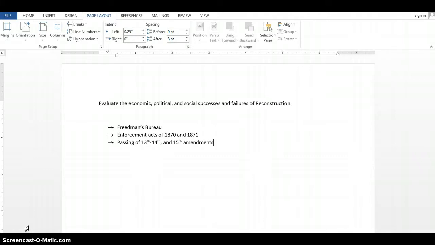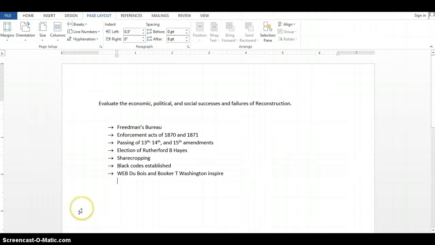Another success are the passing of the 13th, 14th, and 15th Amendments, which basically gave African Americans rights that they'd never had before, citizenship and voting rights, and because of that, we'd say that that is a success. Now, we may add in here some more points that are both successes and failures. For example, the election of Rutherford B. Hayes, we might say, is a failure, simply for the fact that under his presidency, the federal troops were removed from the South, which gave way to the KKK and the White League and other bands who ganged up on African Americans who had just been freed.